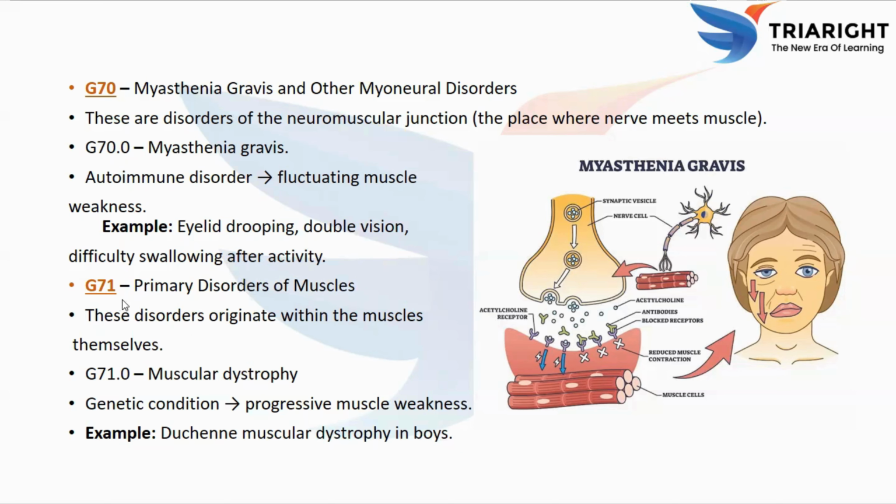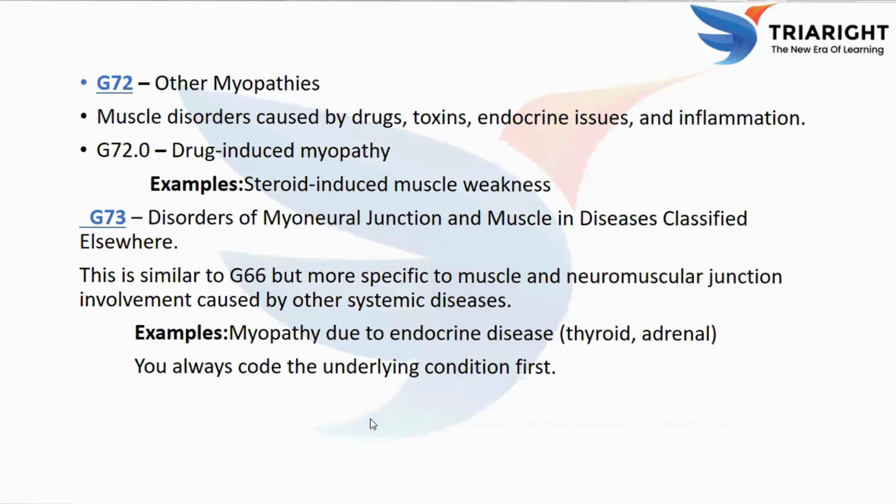So what will be the comparison between G70 and G71? G70 affects the nerve muscle junction, whereas G71 affects the muscle itself. G70 is often autoimmune, whereas G71 is usually genetic. The weakness pattern is fluctuating in G70, whereas the muscle weakness is progressive in G71. So you have seen both the examples for G70 and G71 ICD-10-CM codes.